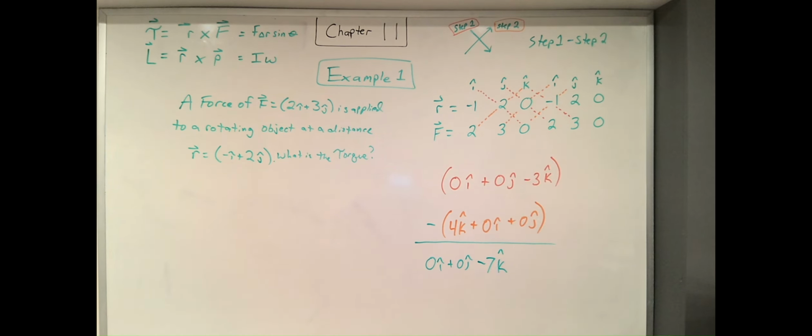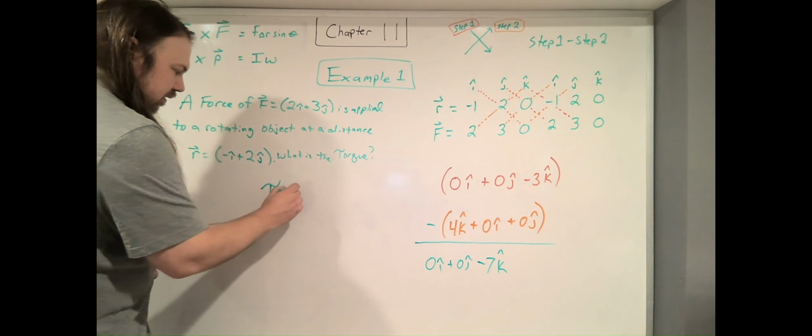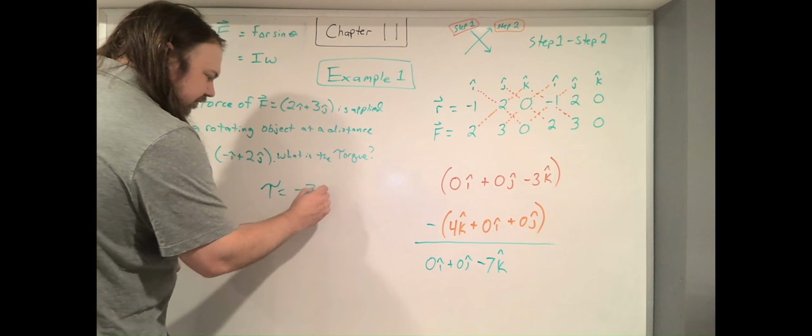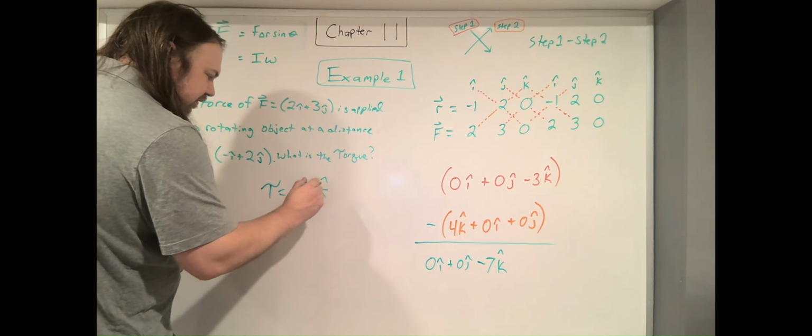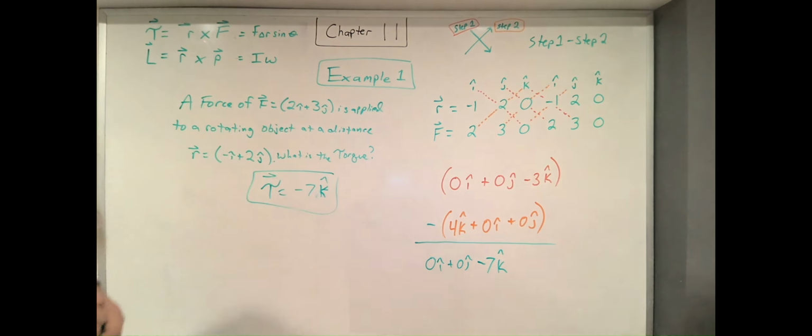What is the torque? Torque is minus 7 in the k direction. And that keeps torque as our vector. It gives it a direction, it gives it a magnitude, negative 7k.